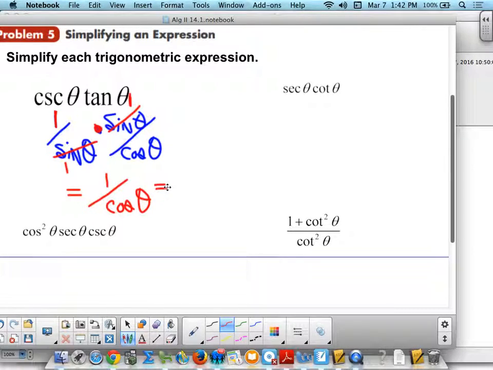But wait a minute. That is not a clean look. A clean look would just be one trig function, not 1 over a trig function. What is sec? Secant. 1 over cosine is the same as just secant. Secant is much cleaner than 1 over cosine. So this becomes our answer.